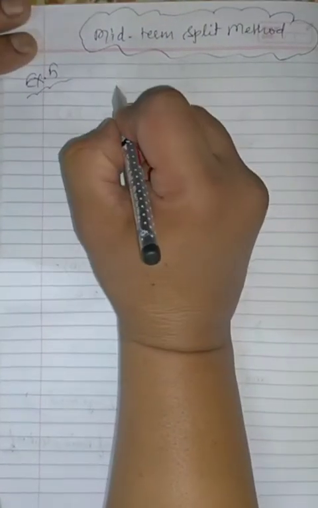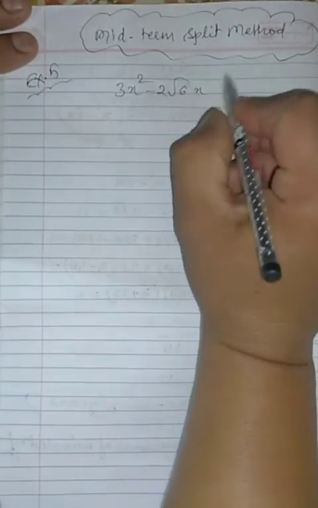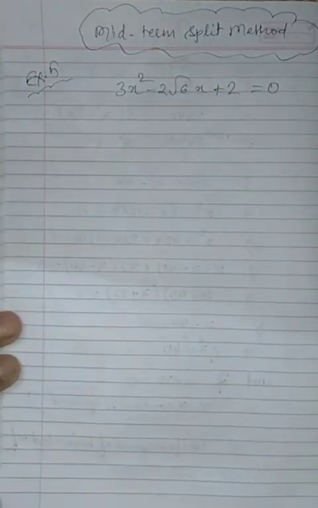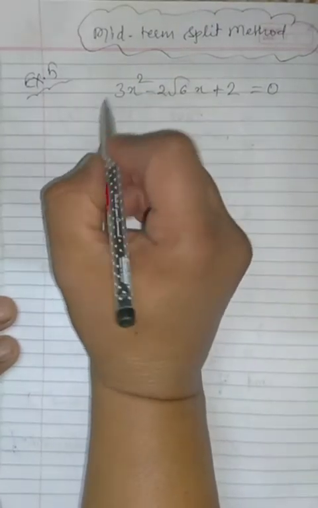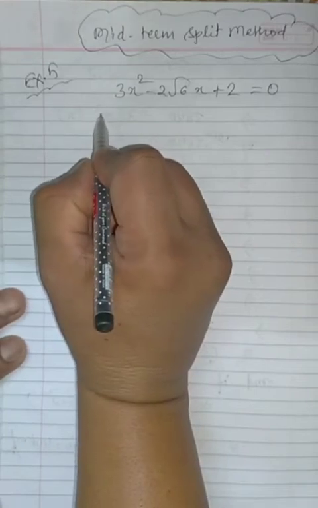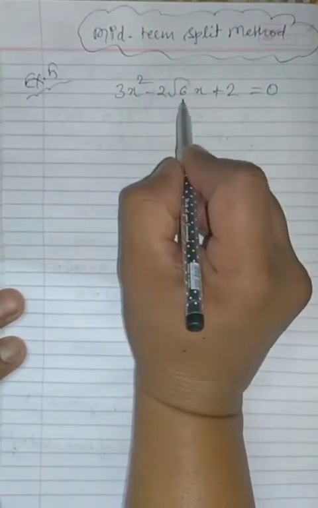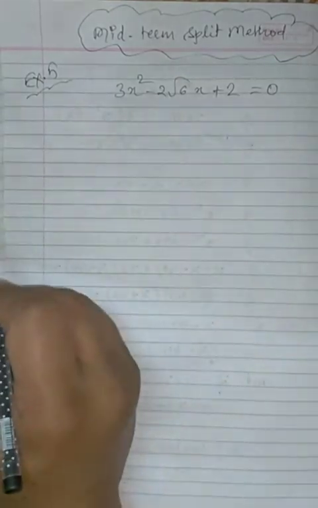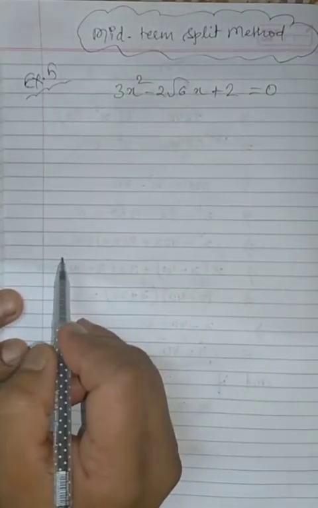So we have the quadratic equation 3x² − 2√6x + 2 = 0, and we will solve it by the middle term splitting method. Basically, we have all studied this in class 9th, in class 8th also, so it is not new for you. But whenever we get root numbers in equations like this, it becomes a little difficult to split them. So here in this question, we will try to understand how we can solve this by middle term splitting.